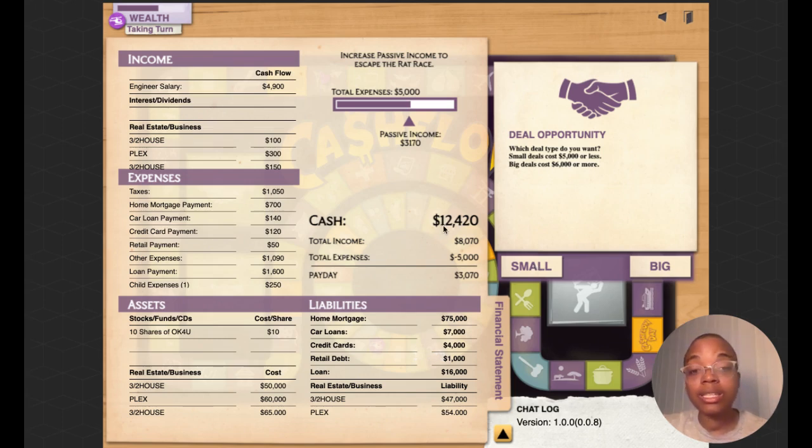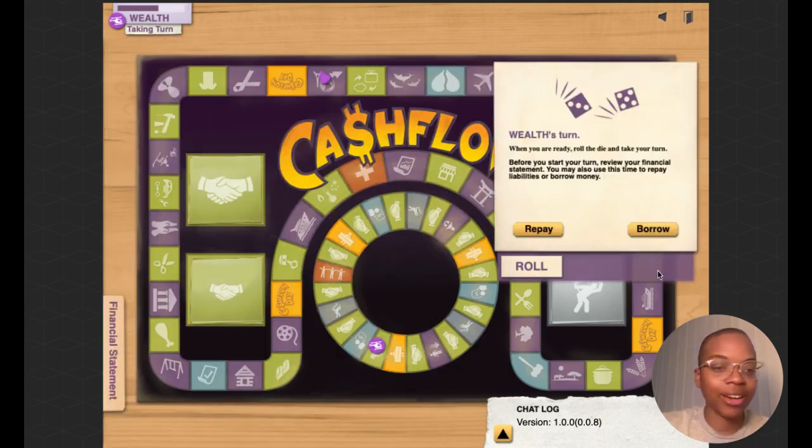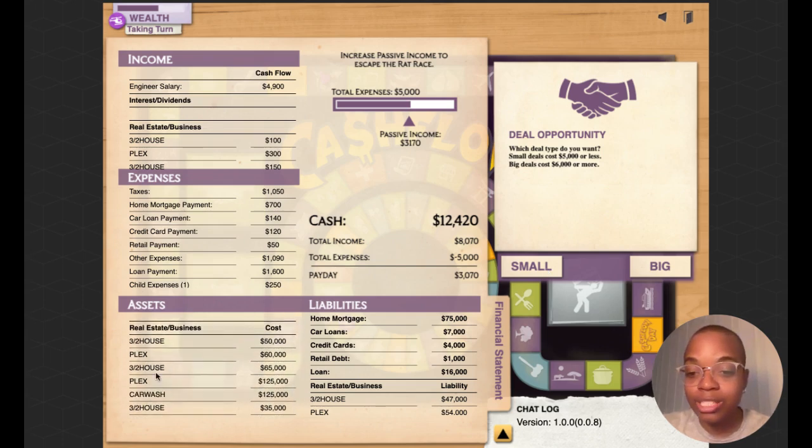Okay, now I just got paid, so hold on. 12,420. There might be a big enough deal. Fourplex for sale, 32K. Nah, I gotta pass. I can't take out any more loans right now. It'd actually be good if I could sell some of these properties right here, get a nice chunk of cash, and then reinvest in some of these bigger businesses and really take my passive income to the next level.